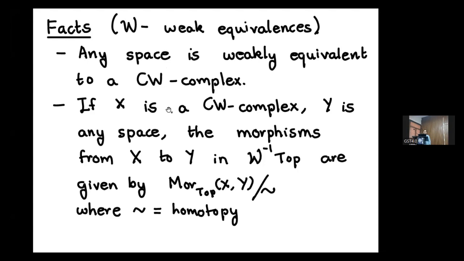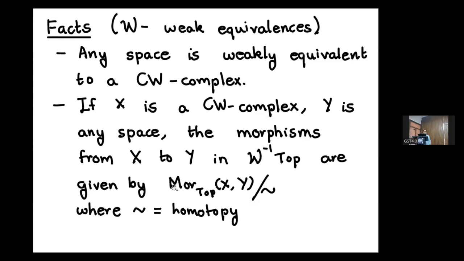Now, there's an advantage to working with CW complexes: if X is a CW complex and Y is any space, then the morphisms from X to Y in the localization are actually represented by something in the original category. For this you need that X should be a CW complex. Well, you can actually relax that condition a little bit, but not by much. But at least this gives some insight into why CW complexes are important.